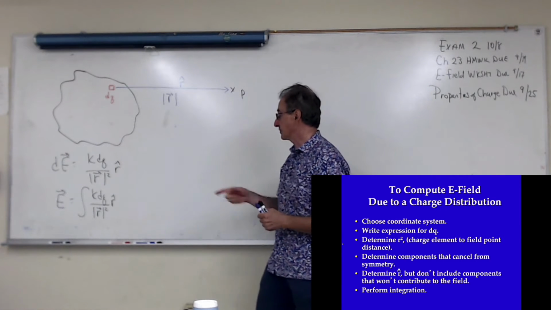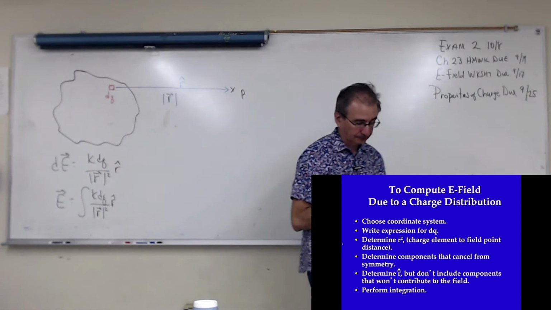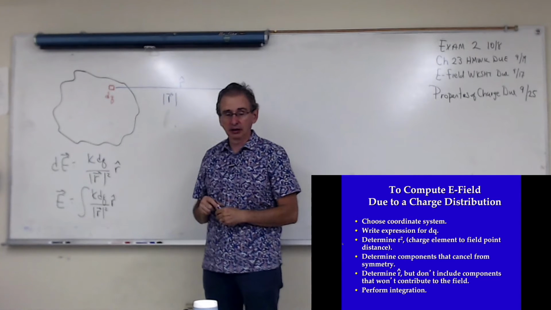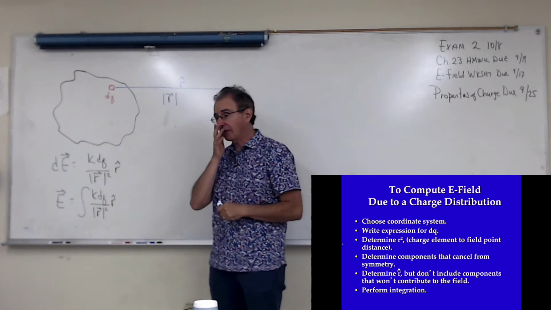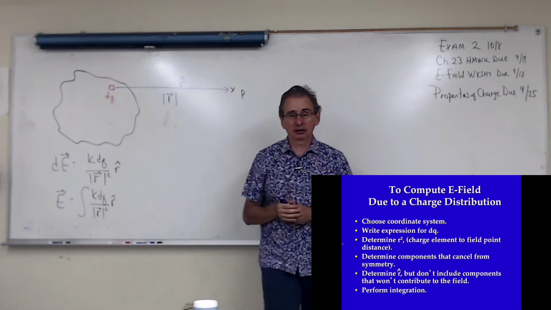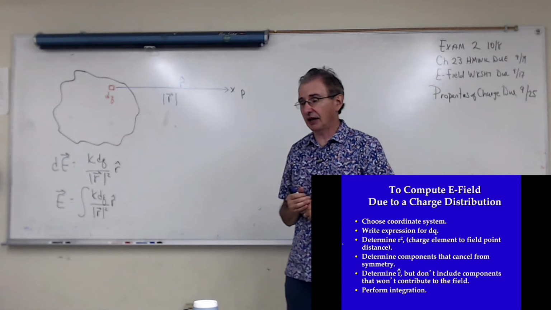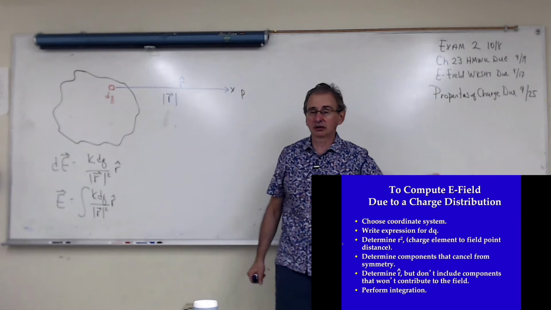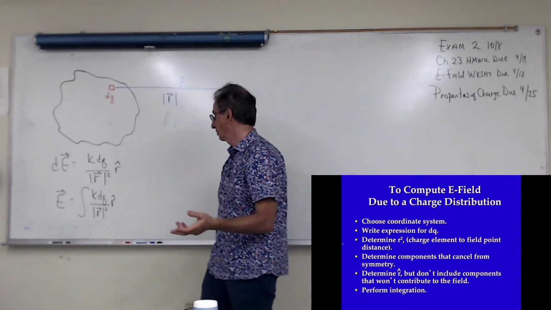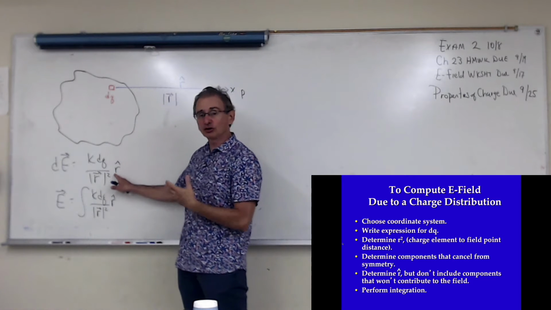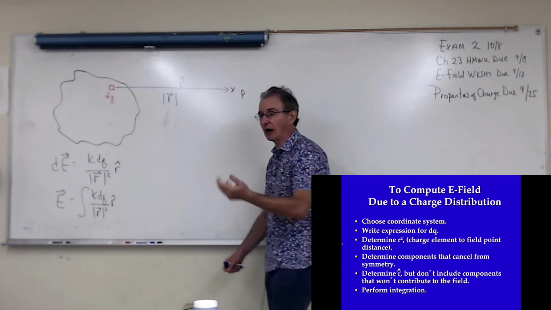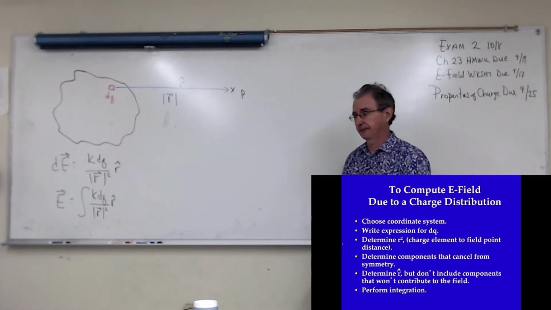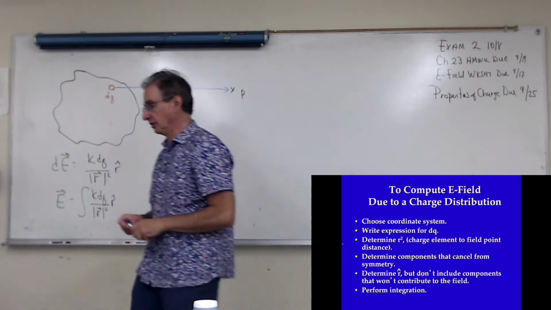Now, one important item is the r hat. The r hat can be very complicated. It can be hard to write. However, a lot of these problems have symmetry. Because of the symmetry, some of the components of r hat will cancel when you do the integration. So you can use a little bit of physical intuition to only include the components of r hat that will not be zero after you integrate. I'm going to show you that in the first example I'm doing today. Okay? So let's go ahead and do an example.